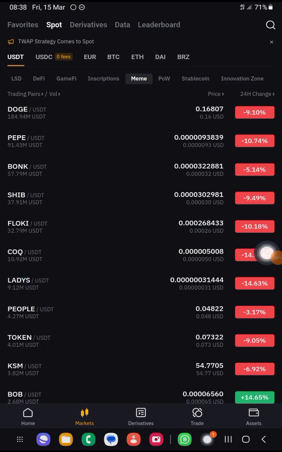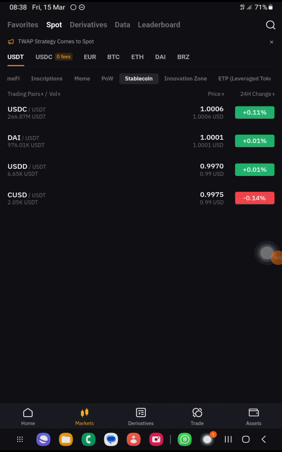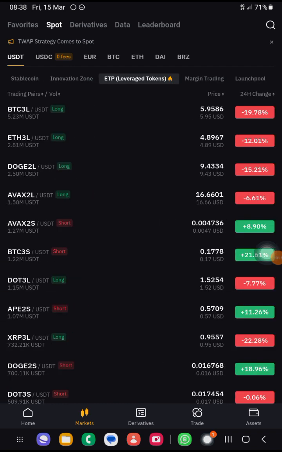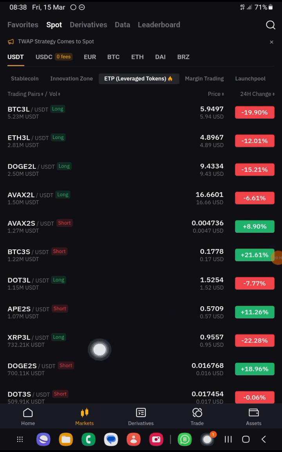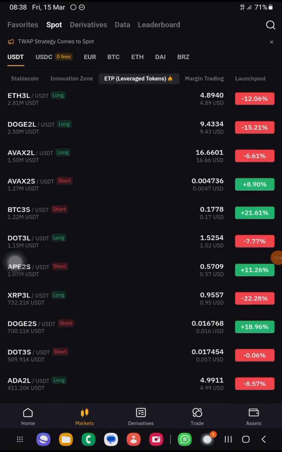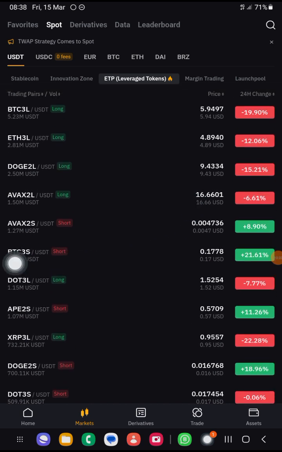You can see proof of work here, POW. You can see stable coins here. You can see the innovation zone here. You can see ETP here, that's leverage token. These are like their own ETF. I've talked about ETF. I have a full video on ETF right there in the HZ class, a full lecture on ETF trading. So they call it ETP, not even ETF right here.